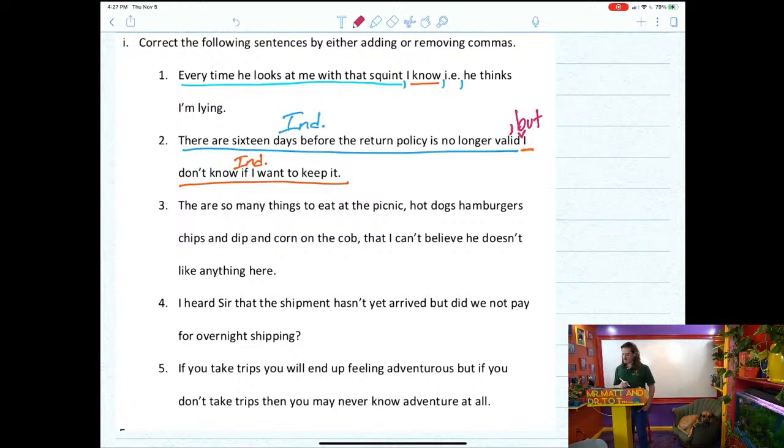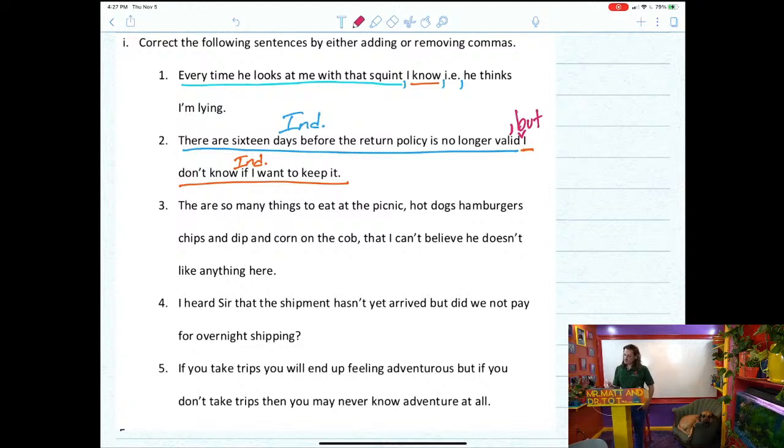Number three, there are so many things to eat at the picnic, comma, hot dogs, hamburgers, chips and dip, and corn on the cob, comma, that I can't believe he doesn't like anything here. So these two commas that are placed are appropriate. We have this parenthetical listing of items here. We just need to be careful how many dishes or items they represent.